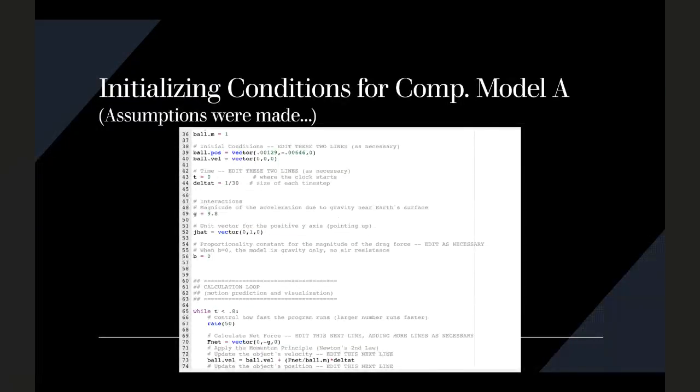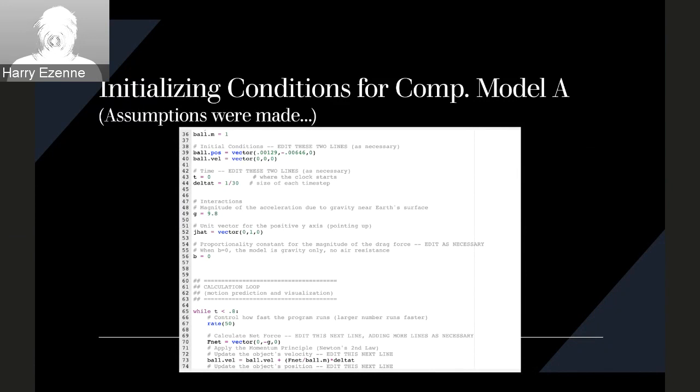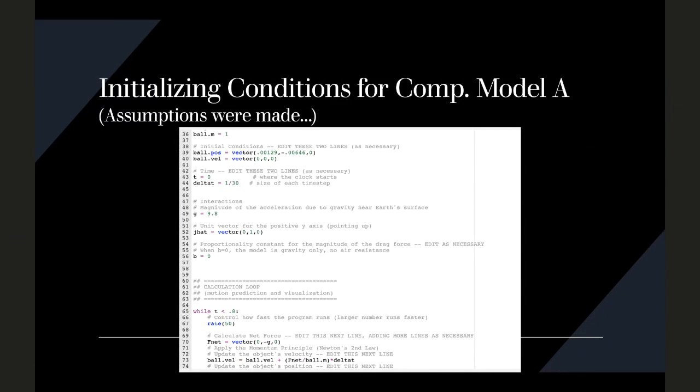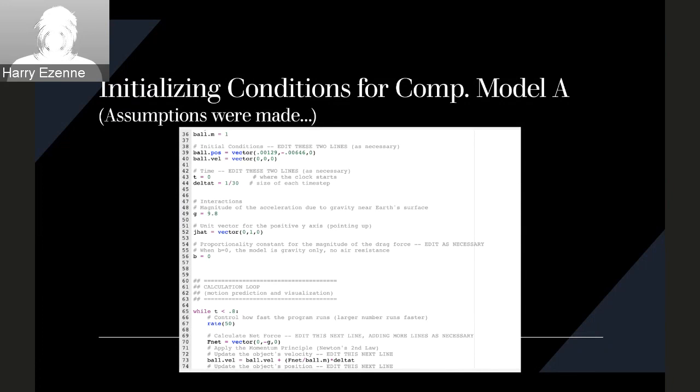So this is how I initialized my conditions for my first computational model. I start off by using the vector position from Tracker, and I added in the gravitational constant, which is 9.8. I set b equal to 0 because we're only focusing on gravity in this first model, and we're not looking at air resistance. I put in the final time in the while loop, and for calculating the net force, I used the vector which has gravity in the negative y direction.